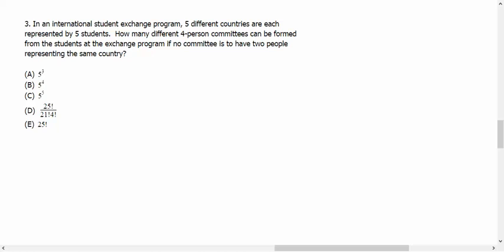All right. So let's think about this step by step. So first of all, it seems we have 5 different countries. Each of those countries is represented by 5 students. So that seems to imply that there are going to be 25 students. So 25 students in total. And we can't have 2 students on this committee who are representing the same country. So that's an interesting constraint right there.